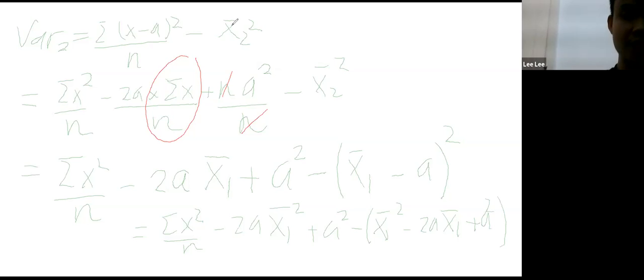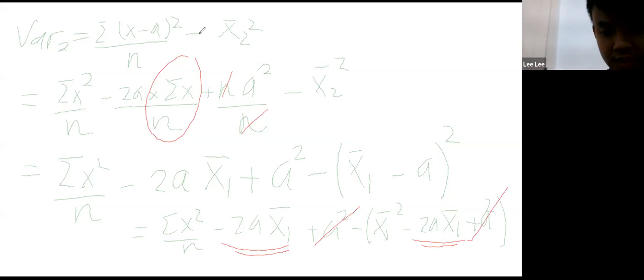Now, if you want to understand the derivation, good. If not, you just take the conclusion. A square minus a square, gone. Negative 2a x bar 1 and negative 2a x bar 1, what happened? Also gone. So leaving what? Leaving sigma x squared minus x bar 1 square, right?